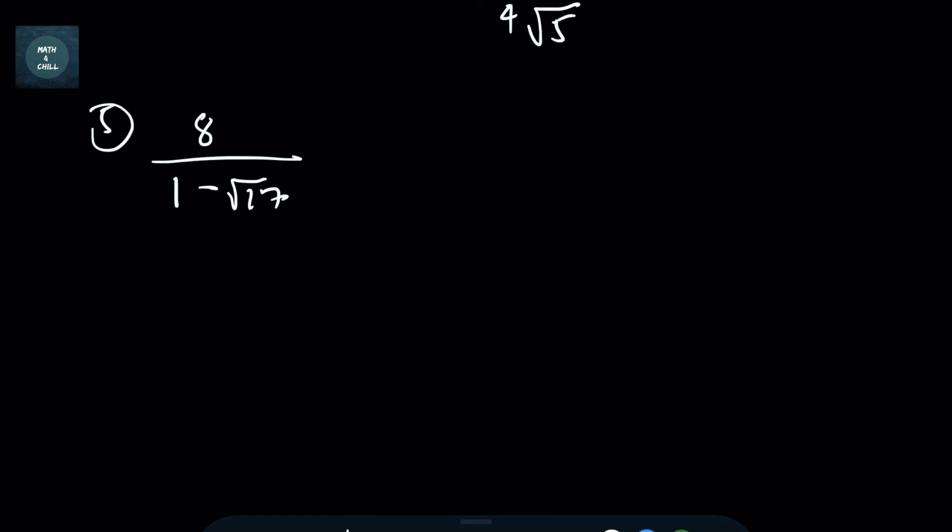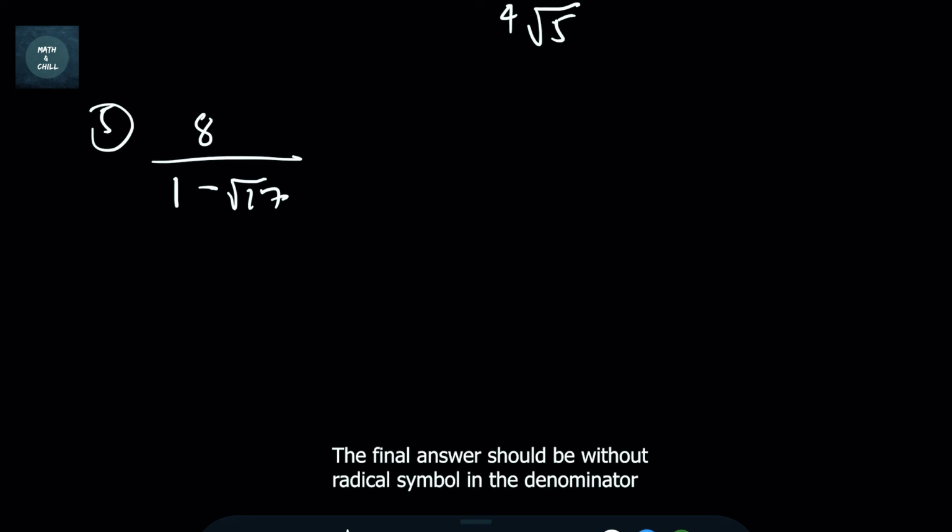Well, I'd like to emphasize that when we simplify a radical expression having a radical symbol in the denominator, our goal should be to remove the radical symbol in our final answer. So the final answer should be in the form of an expression having no radical symbol. So that's our goal.